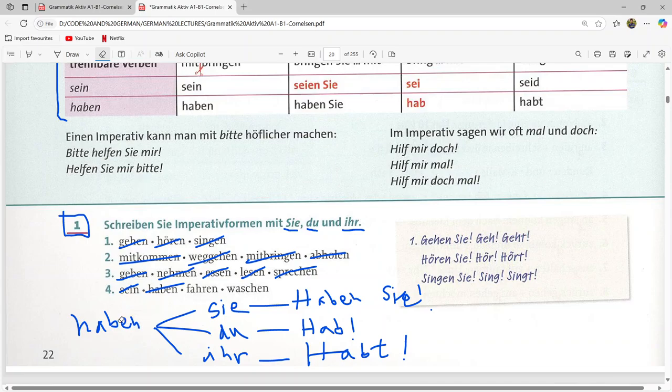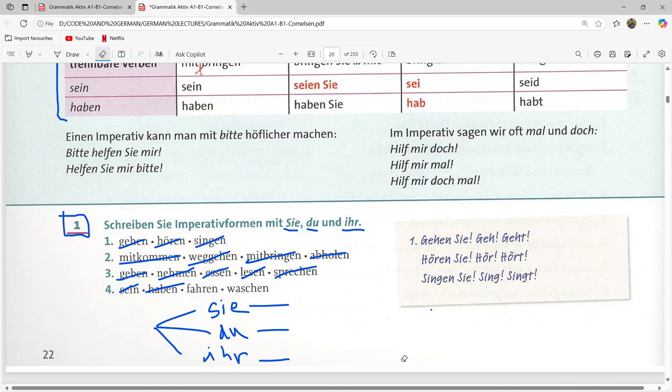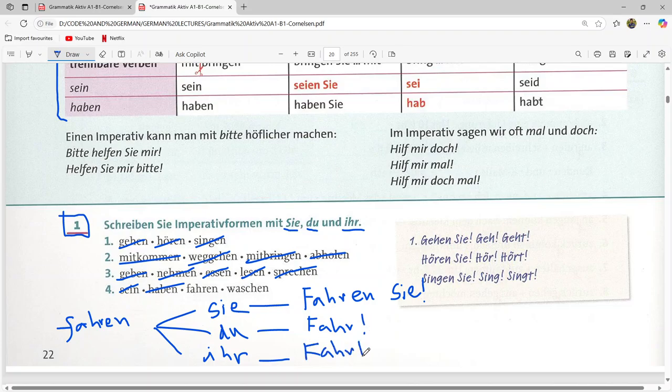Fahren, next verb is fahren. So let's know what will happen here. So in the Sie form it is fahren Sie. Then in the du form it is fahr. And in the er form it is fahr.